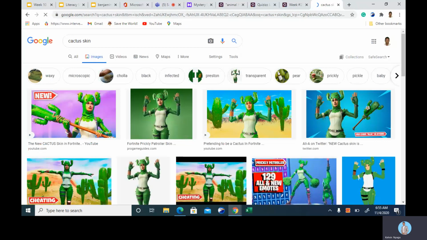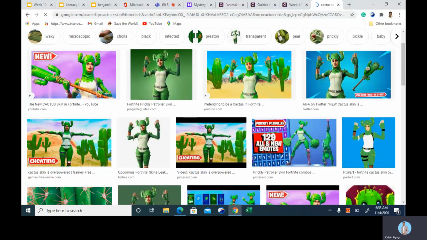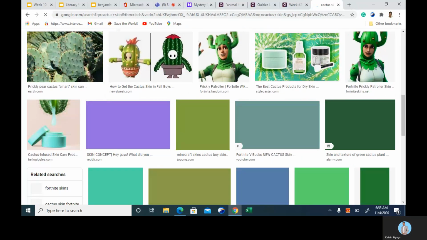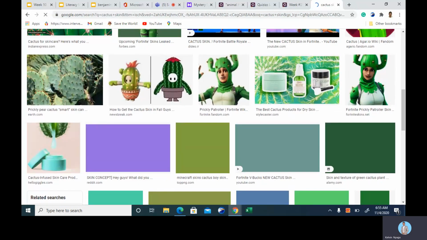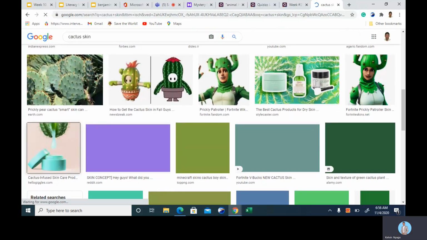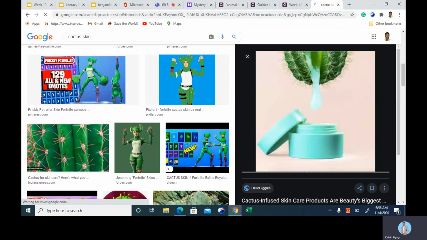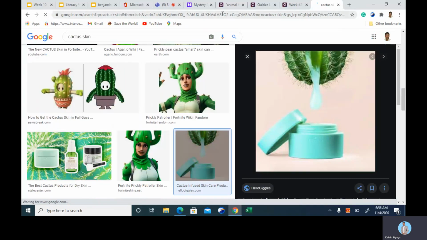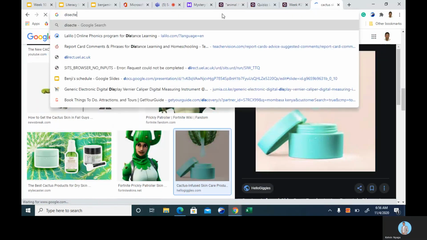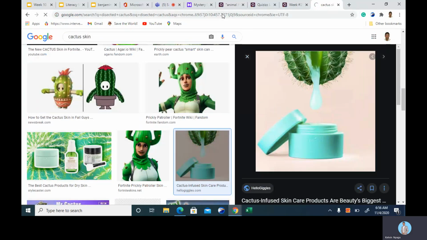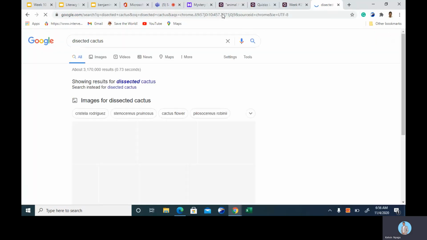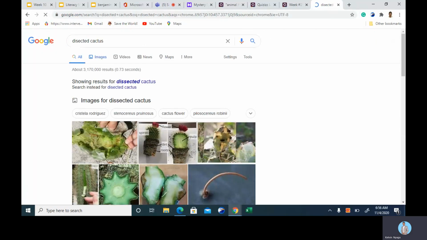Let's see. Right here, I think we have a picture right there. Just a minute, let it load. It's not visible, but I had seen one yesterday. Sorry, I didn't save it. Oh, right there, we have it.